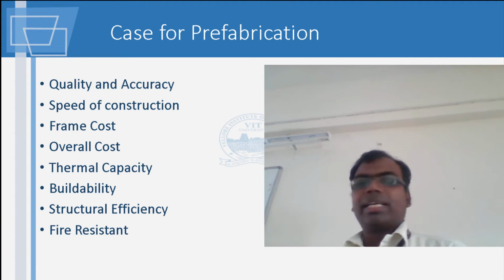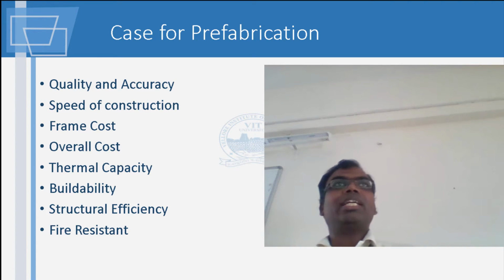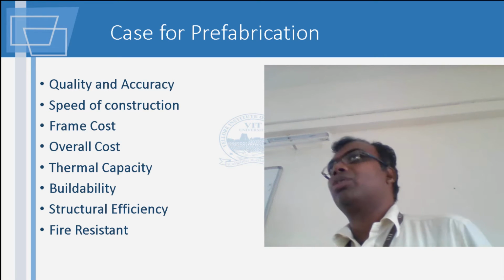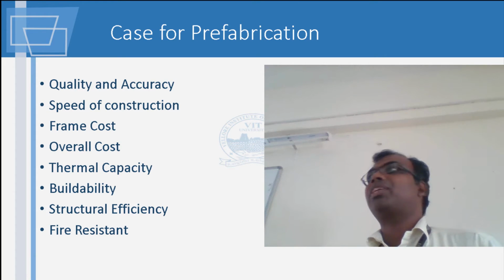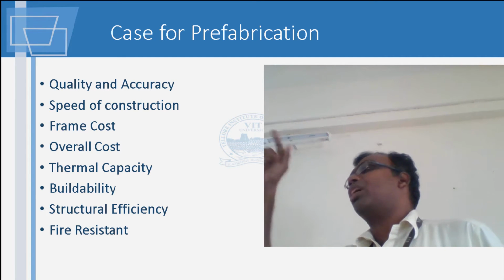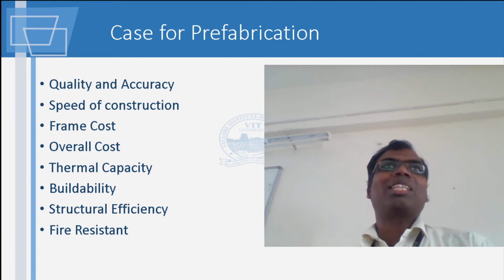This is the case for prefabricated construction, or why we want to have prefabricated construction. Your quality assurance, the quality is going to be what you expect it to be. You cannot lift it up unless the quality is better than what you would get cast in the site. And speed of construction, you can look at the speed.